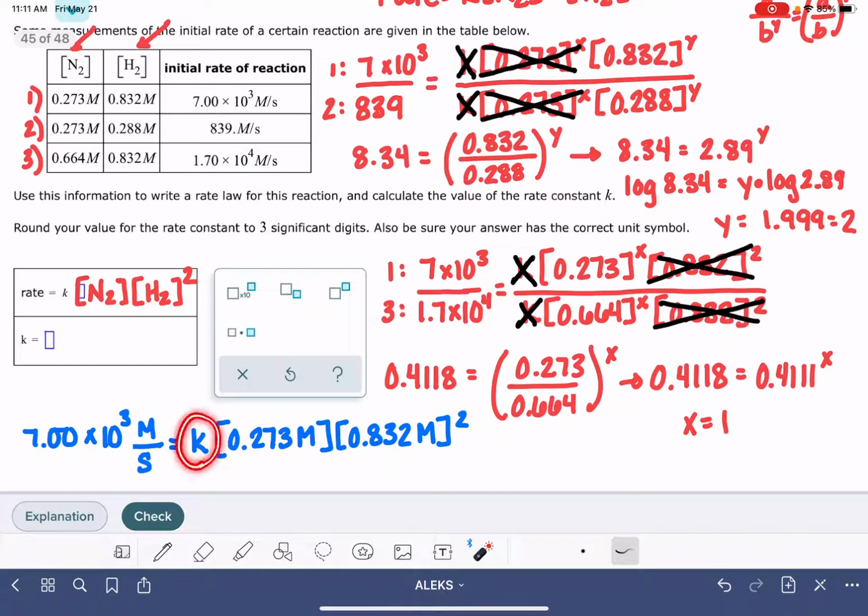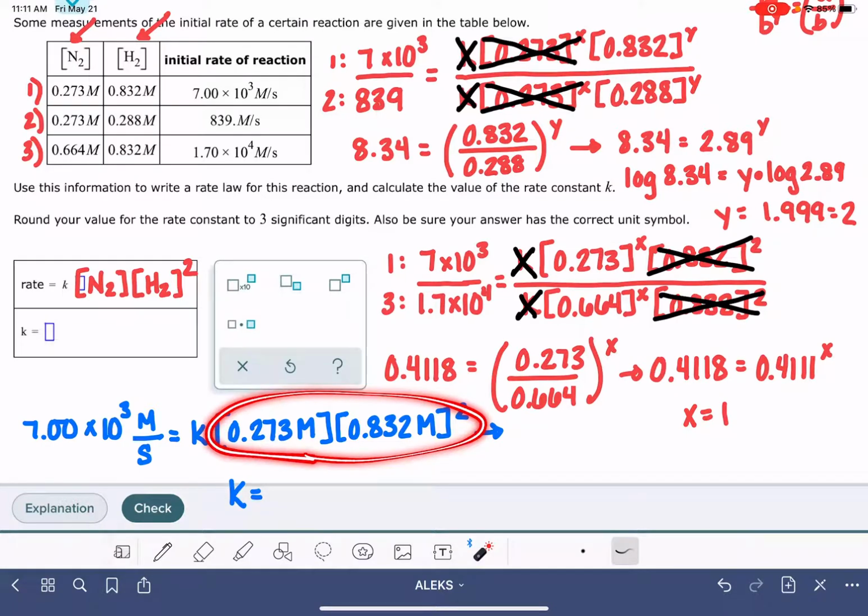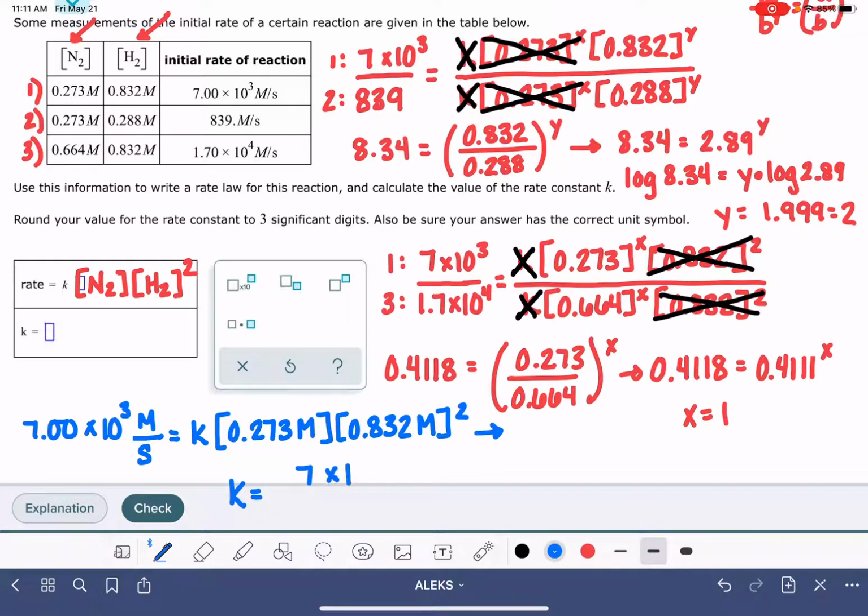So now what we need to do is solve for K. So I'm going to rearrange this equation in terms of K. If I divide both sides of the equation by this, I'm going to get 7 times 10 to the third molarity per second. And I'm going to divide that by 0.273 molarity times 0.832 molarity, and that's going to get squared.